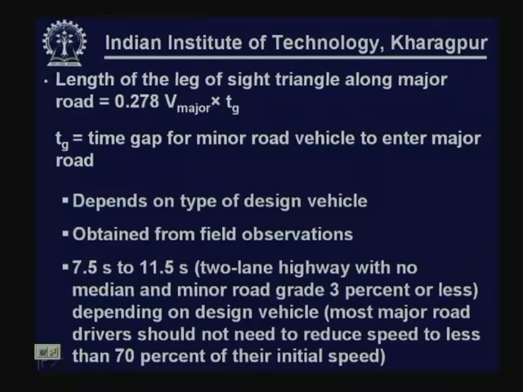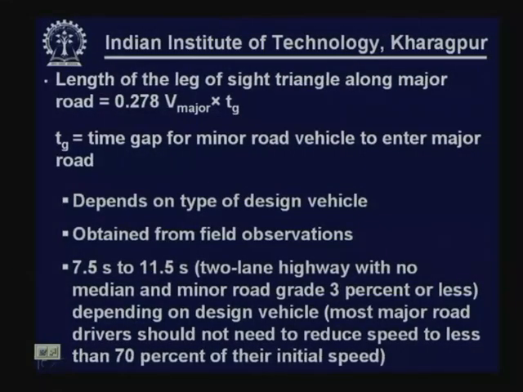Now, if this value is used, say for car where we use 7.5 seconds, then AASHTO recommends that under this condition most major road drivers need not reduce speed to less than 70% of their initial speed, because it is found from field observations that vehicles travelling along the major road also normally reduce their speed as compared to the speed in the mid block condition. But if we use this time gap as 7.5 seconds to 11.5 seconds depending on the vehicle type, then vehicles on the major road will normally not be required to reduce speed to less than 70% of their initial speed.